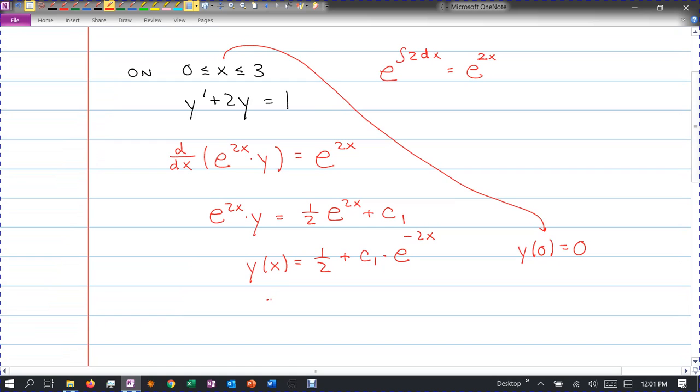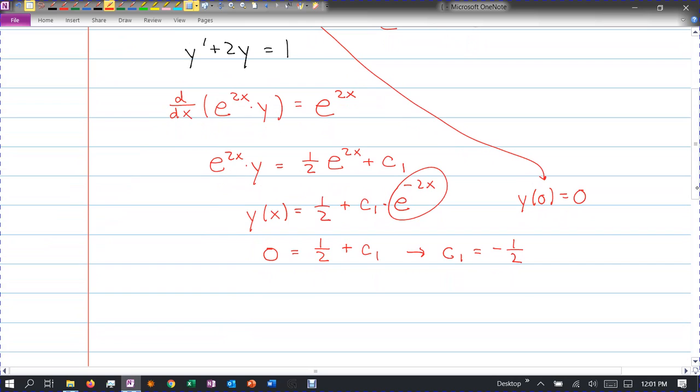So we know the left side must be 0 whenever we plug in 0 for x. So we get this plus 0 into here, that would give you just c1. That tells us that c1 is equal to negative 1/2. So here's what we've got. On this interval, our function of x is going to be 1/2 minus 1/2 e to the negative 2x. Okay, that's on the interval 0 to 3.